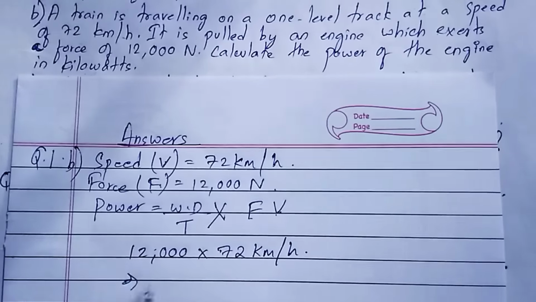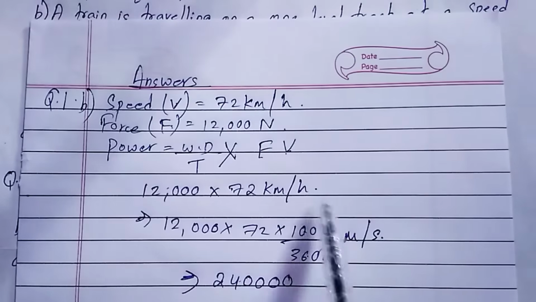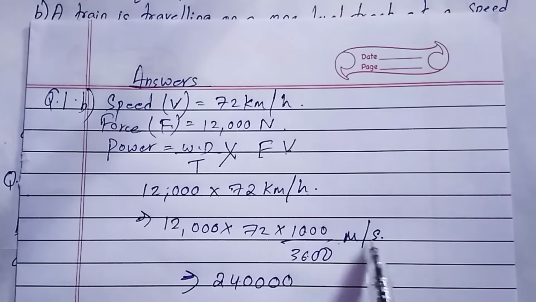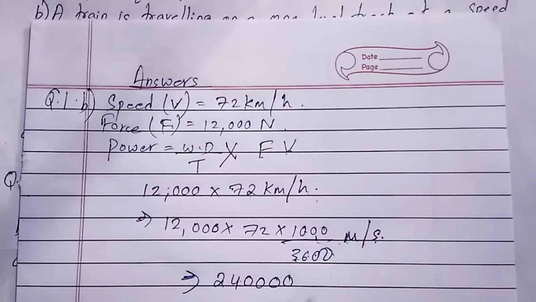This will be in meters per second. So it is 24 and 4 zeros will be there. It is 2,40,000. And friends, we have multiplied it with 1000 and divided it with 3600 to change the 72 km per hour into meter per second. 1 kilometer is equal to 1000 meter, and 3600 for the time, hour into second. So it will be 2,40,000 watt. And if you want to change it into kilowatt, then it will be 240 kilowatt.